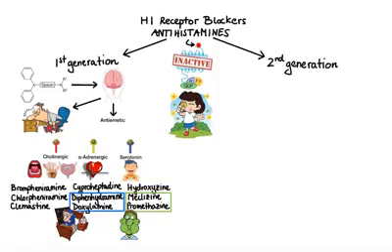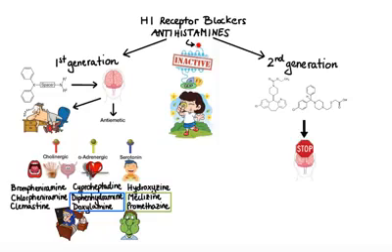Now, let's move on to the second-generation H1 antihistamines. So, unlike the first generation, second-generation agents have bulkier and less lipophilic structure. Therefore, they do not cross the blood-brain barrier as readily. Furthermore, they are much more selective for the peripheral H1 receptors involved in allergies as opposed to the H1 receptors in the central nervous system. As a result, second-generation drugs provide the same allergy symptom relief but with fewer side effects such as sedation.